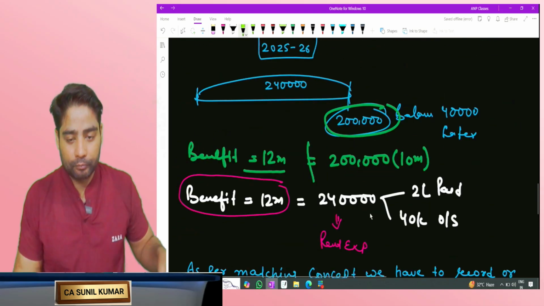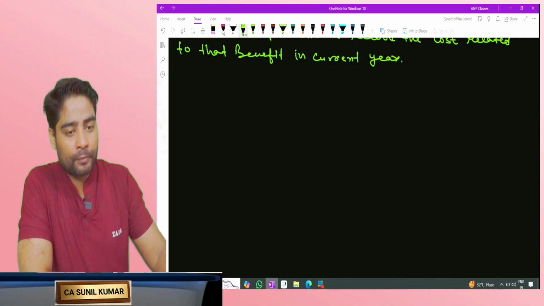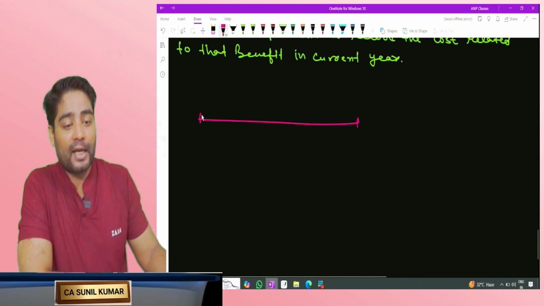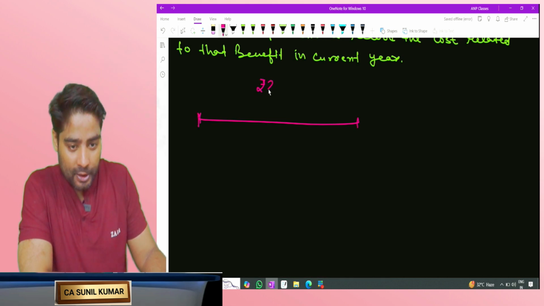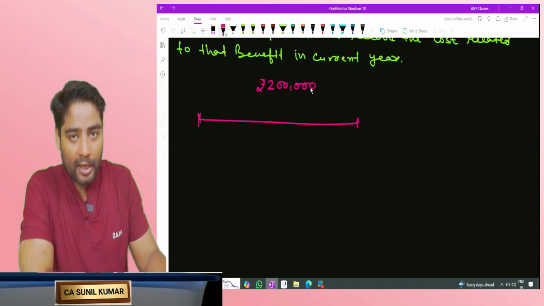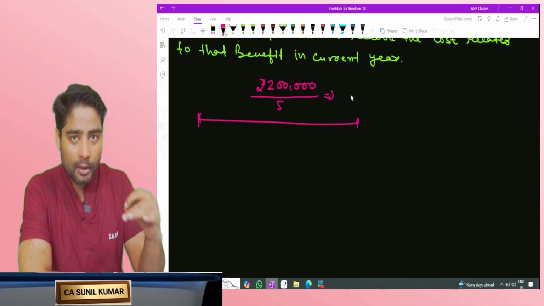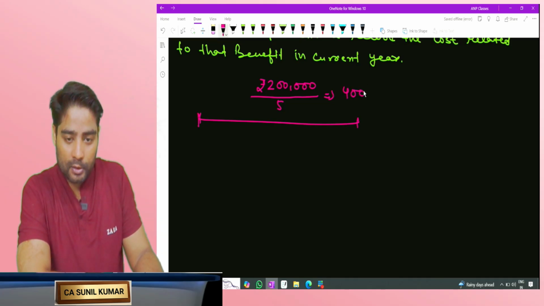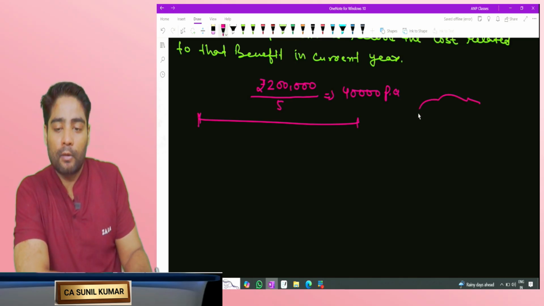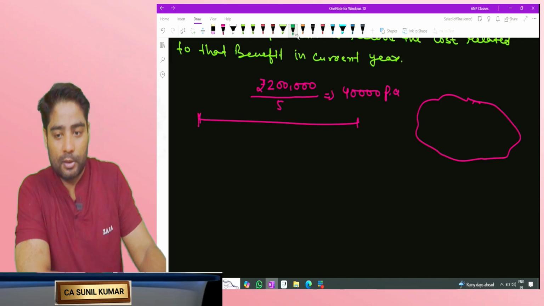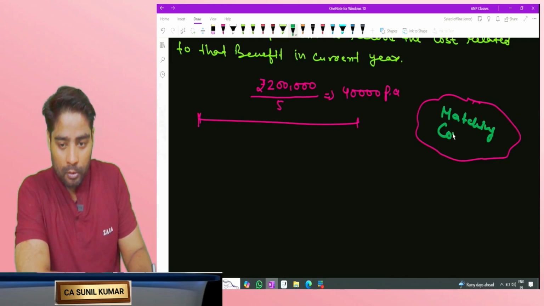Okay, now have you got the answer? My question was, sir, why are we spreading the amount of the asset? I said that we purchase the asset furniture of rupees 2 lakh, and I said you should spread this cost on the basis of the life of the asset, that is 40,000 per annum. So why are we doing that? Because of the matching concept.